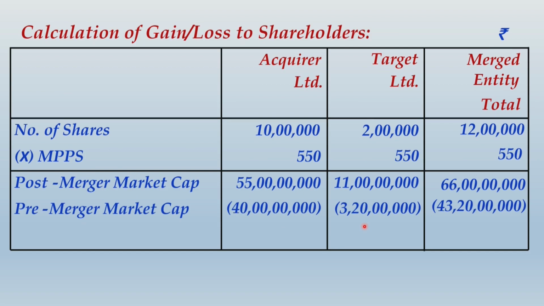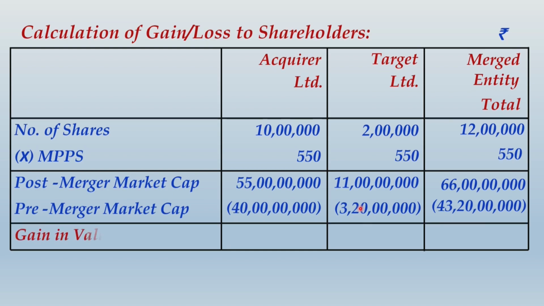The pre-merger number of shares of each company should be multiplied by the pre-merger market price per share to get this value. And finally, what we find is that because of the merger, the gain in value is 15 crores for shareholders of Acquirer Limited and 7 crore 80 lakhs for shareholders of Target Limited. The merged entity in all has a gain of 22 crores 80 lakhs.